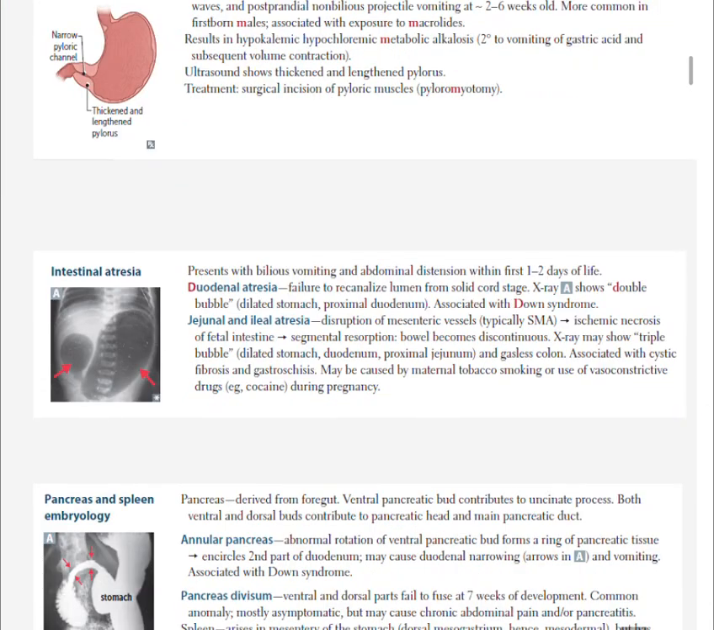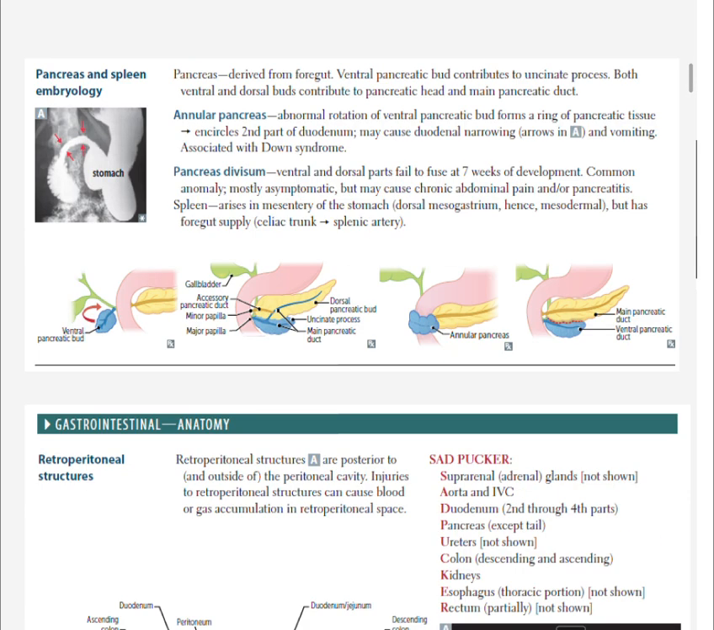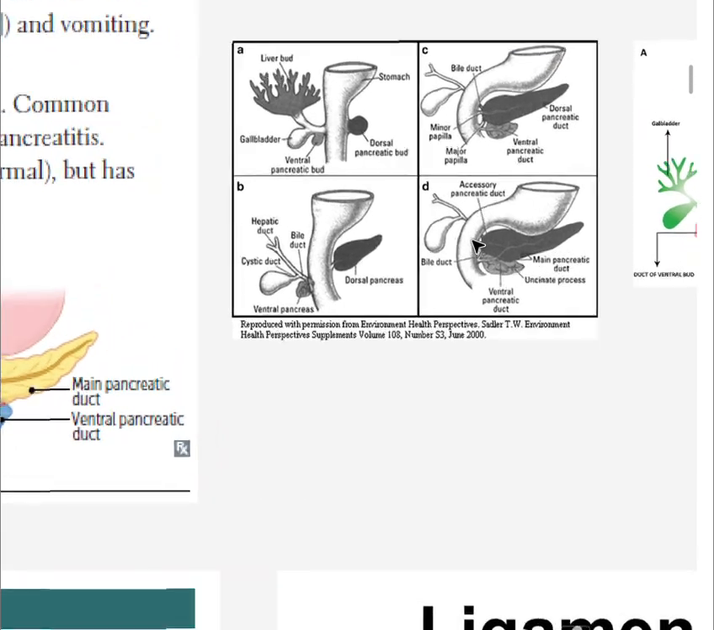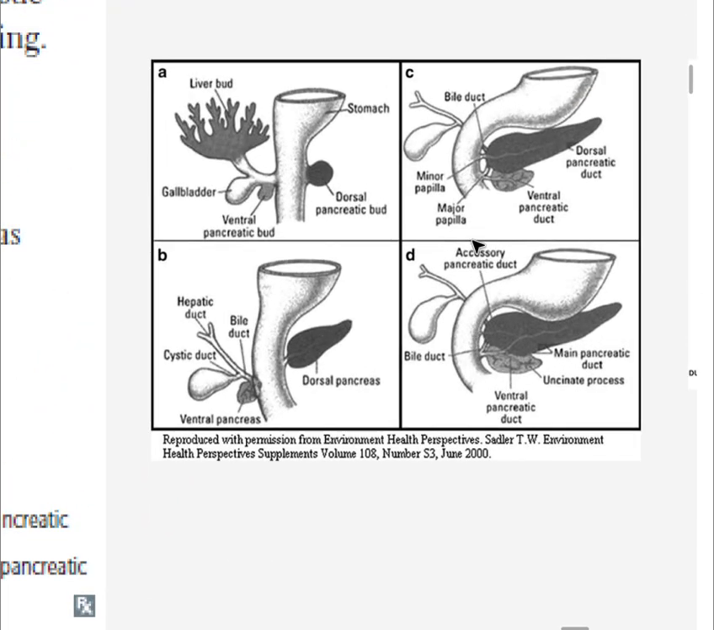Okay, moving on. Now let's look at the pancreas and spleen embryology. So basically the pancreas develops from the endoderm of the foregut. Okay, this will be helpful later on when we study the arterial supply or the blood supply of the pancreas. So you must know that the pancreas develops from the endoderm of the foregut.